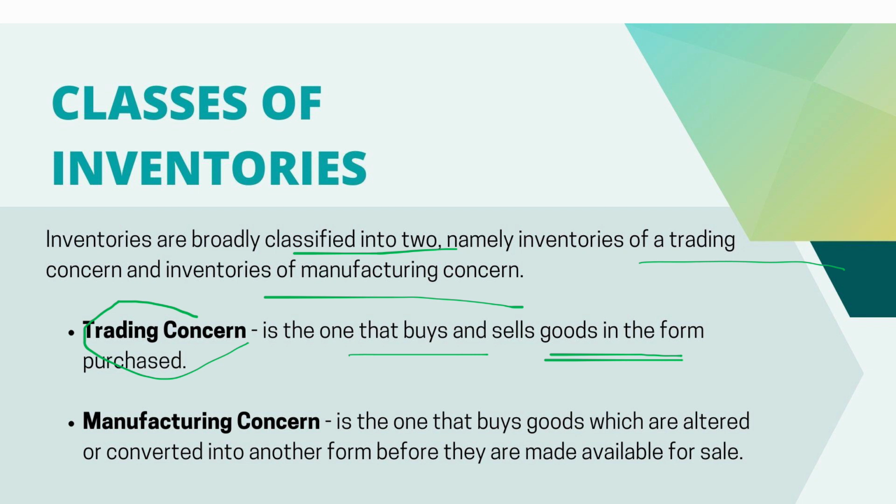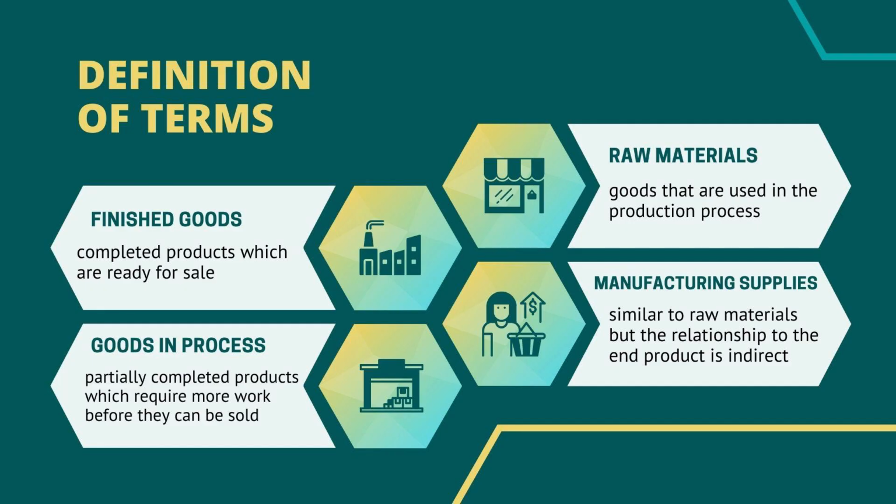Pagdating naman sa manufacturing concern is the one that buys goods which are altered, or converted into another form before they are made available for sale. In short, there is a modification, or another form of goods at saka mo siya ibebenta. Next, what are the definitions of terms na kailangan natin maintindihan?